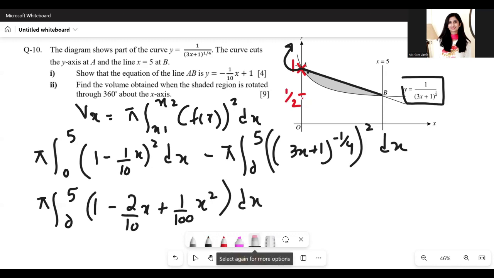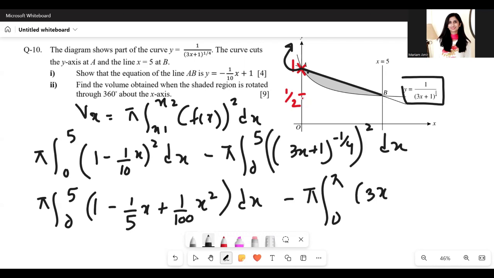In fact, 2/10 I'm writing as 1/5. And then a minus sign. Integrate this. This would become 3x plus 1, and when we square it, it's minus 1/4 times 2, that is going to be minus half.